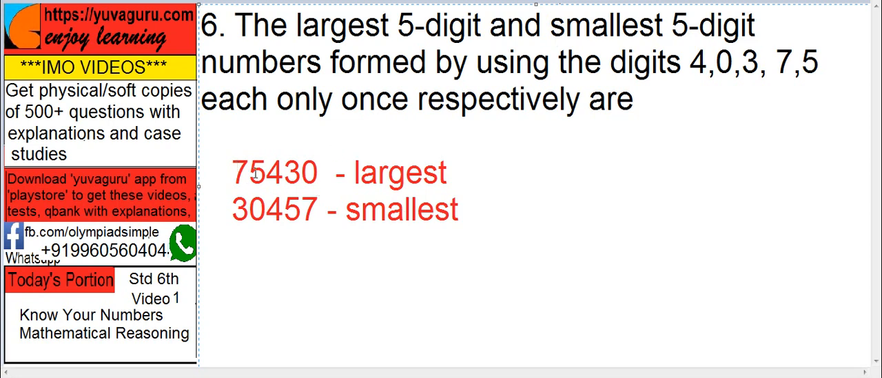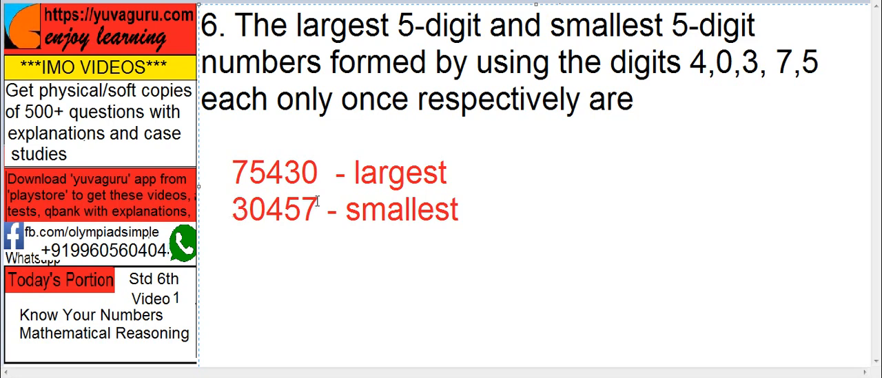Bring all the bigger numbers towards the left and start from that. 7 is the biggest, then the lesser number is 5, then 4, then 3, then 0. Then it becomes the largest. Now for the smallest, you might think to bring the smallest digit over here. But if you bring 0 over here, then it doesn't remain a 5 digit number. It becomes a 4 digit number.